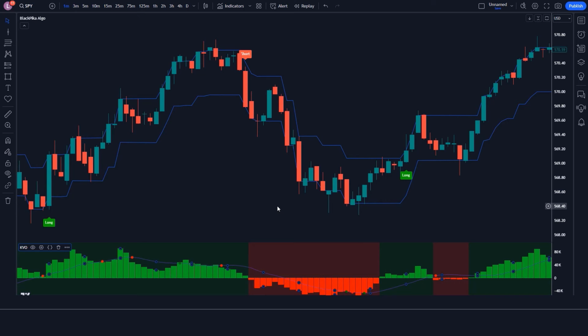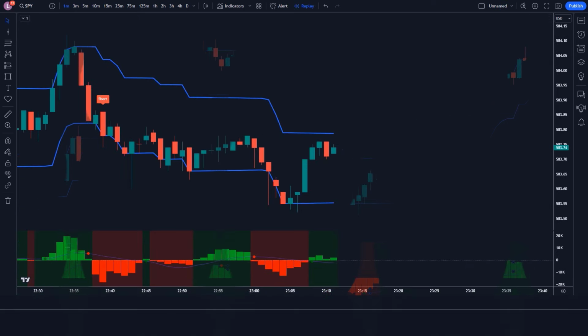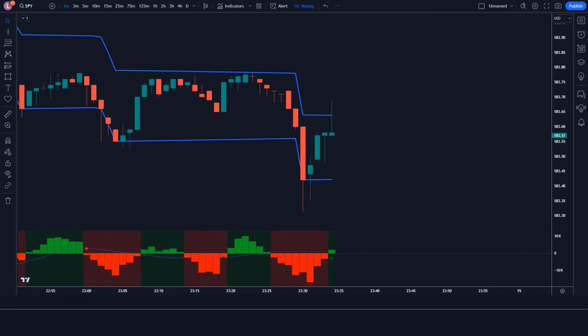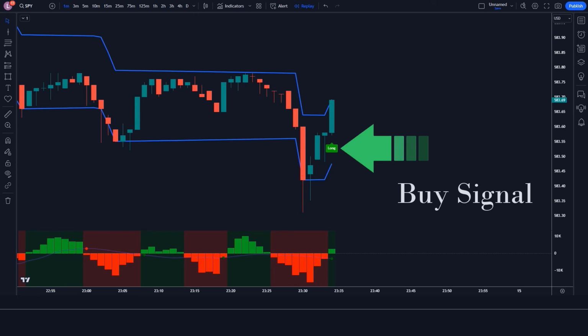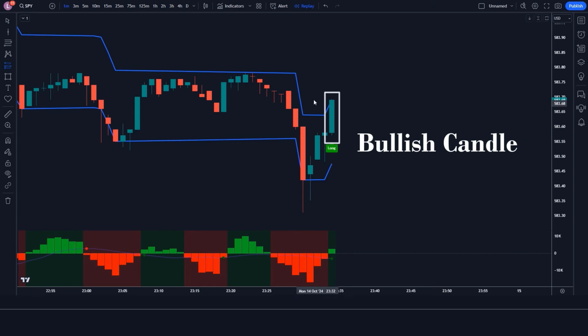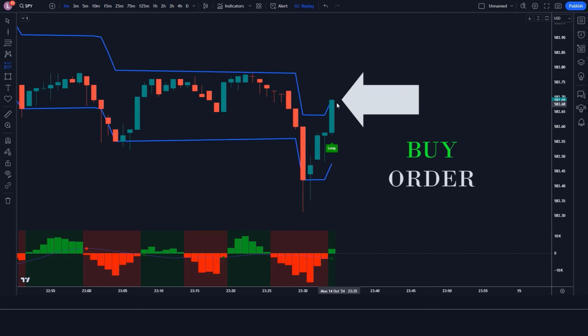Let's see how we use these trading setups. When the Black Pika's indicator gives us a buy signal, when the Klinger Volume Oscillator shows a bull histogram, and when the market forms a bullish candle, if this condition is fulfilled, then we will place a buy order.